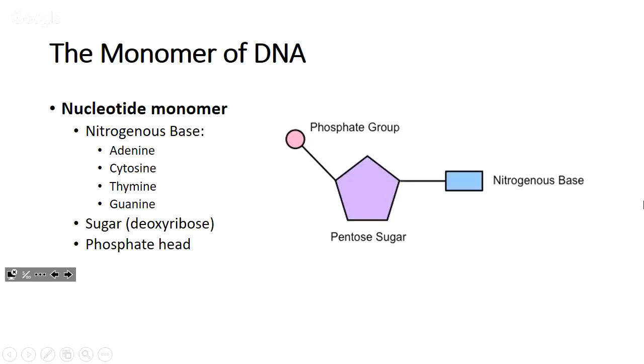If you don't already know this, you're in for a world of pain over the course of the next hour. All right, what we're looking at here is our nucleotide. It's our monomer for DNA. It's very simple. You've got a phosphate group, pentose sugar, which is deoxyribose sugar in DNA, or ribose sugar in RNA. And then you've got a nitrogenous base attached to that.